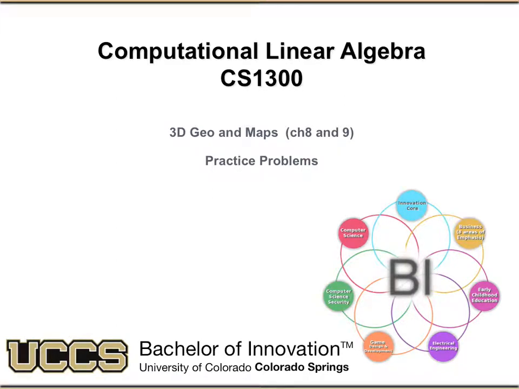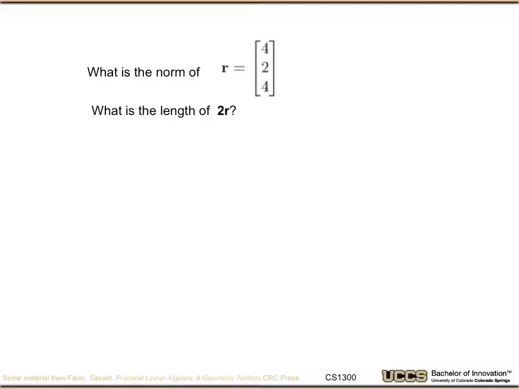3D geometry and maps in 3D, looking at chapters 8 and 9 in Practical Linear Algebra. Let's do some practice problems. Let's just start with a simple vector norm question. What's the norm of the vector r, given by (4, 2, 4)? And what's the length of 2r?